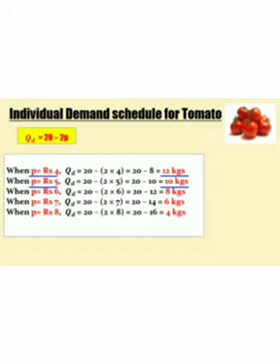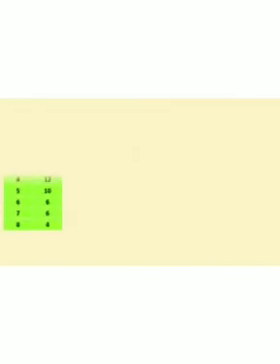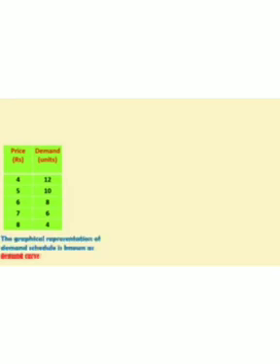We can represent different prices of tomato and its corresponding demand in a tabular form like this. This table is called individual demand schedule. This is our demand schedule for tomato. The graphical representation of demand schedule is known as demand curve.